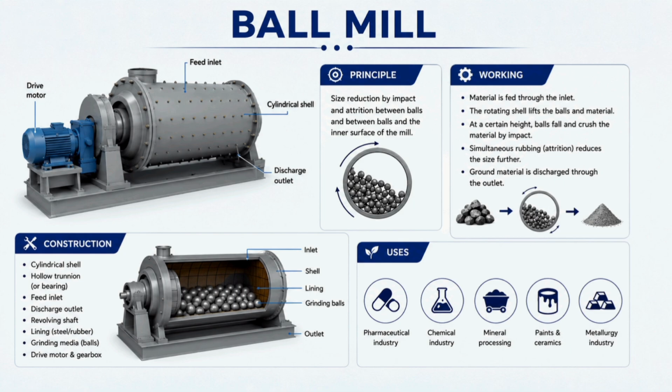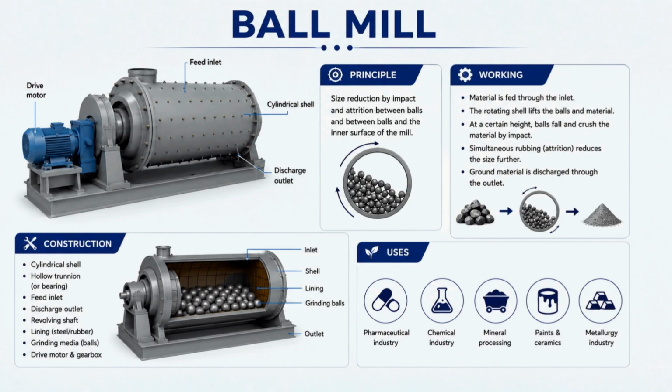Construction: the ball mill mainly consists of a hollow cylindrical shell. The shell rotates horizontally, and inside the shell steel or porcelain balls are placed. The chamber contains an inlet and an outlet, and the shell may be made of metal or porcelain. The balls occupy about 30 to 50% of the volume. Okay, so let us see the working.